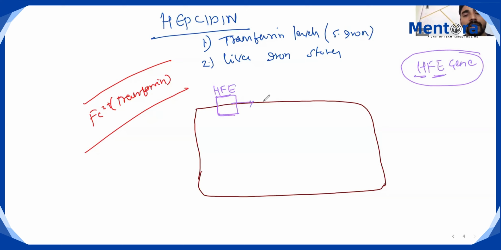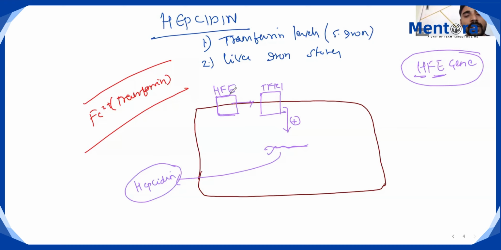Then it will interact with transferrin receptor 1. Whenever the serum iron is low, that is sensed by this homeostatic iron regulator protein, which interacts with transferrin receptor 1 and stimulates the DNA to help in synthesis of hepcidin. Whenever the iron is in excess, this HFE is stimulated and leads to synthesis of hepcidin. This hepcidin inhibits the absorption of iron.